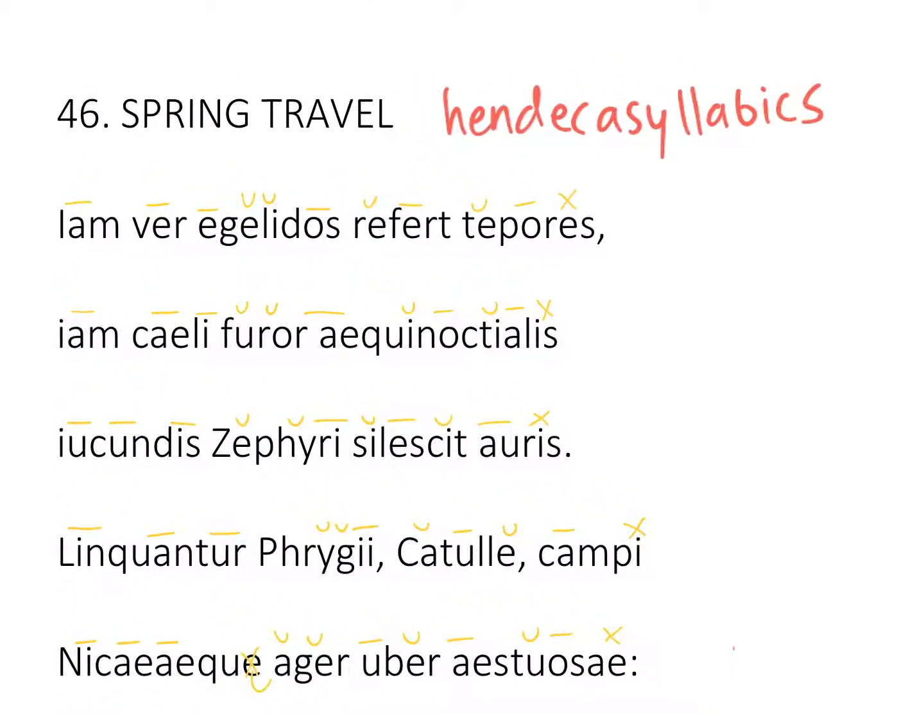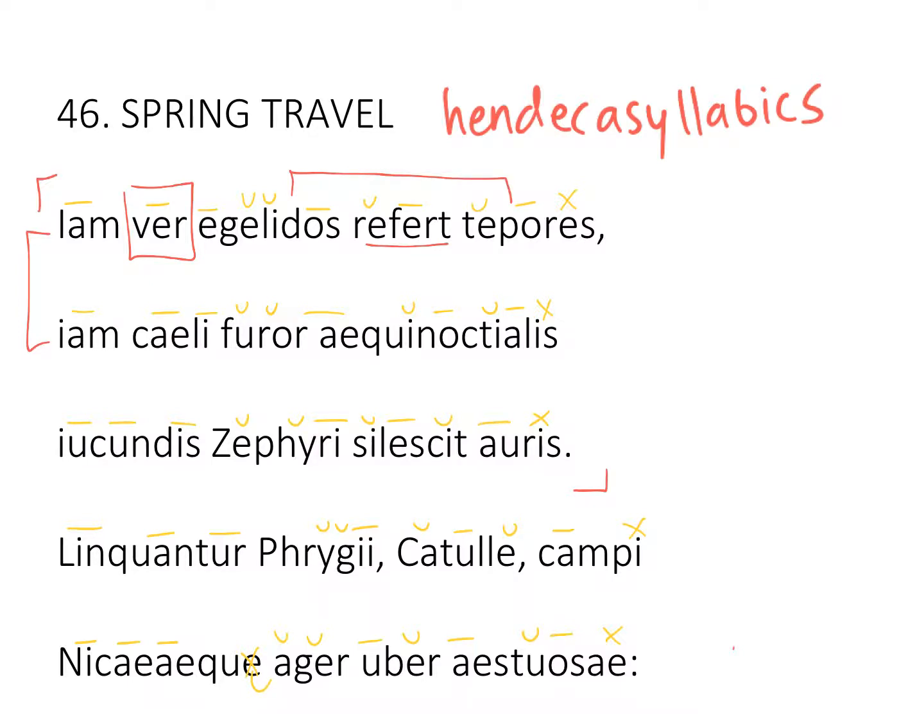So I'm going to zoom in a little bit and walk through a literal translation. So in this first sentence, from iam to auris, our first subject is the spring. And we may notice that iam is repeated twice at the beginning of both the first and second line. So now, or already. So spring brings back or returns the egelidos tepores.